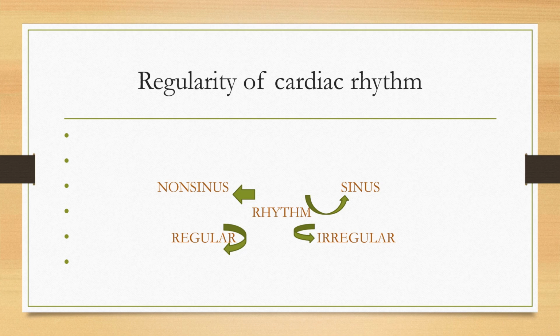Now, as I already told you, we need to discuss the rhythm. Is it sinus or non-sinus? Is it regular or irregular? On the exam, you will proceed step by step. Your first answer to the examiner must be about rhythm. Is it sinus or non-sinus? Regular or irregular? How will you find this on the ECG?